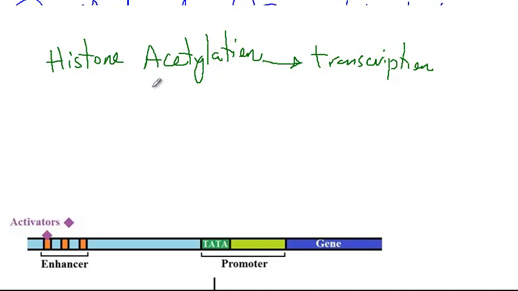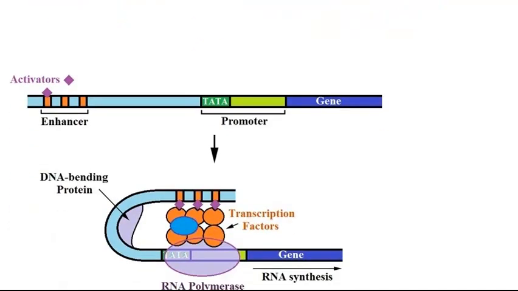And how it's being done is that histone acetylation actually loosens the DNA grip, as a consequence of which now it's easier to transcribe those genes. And then we also have regulatory sequences that can affect the rate of transcription.